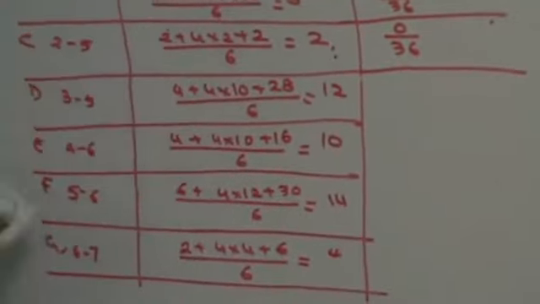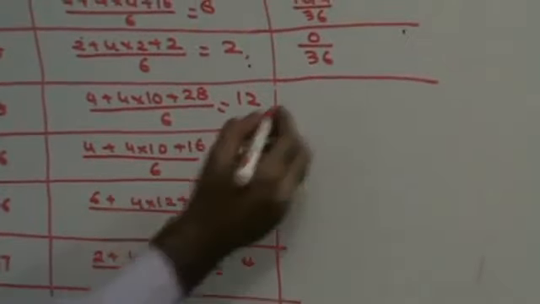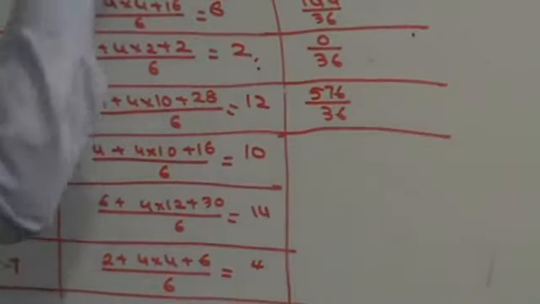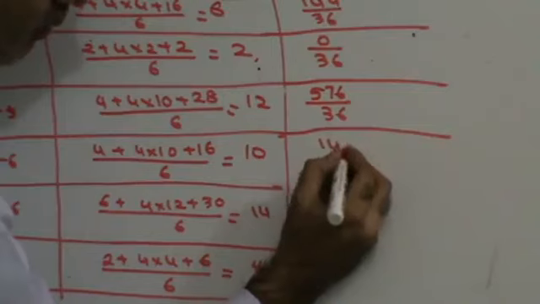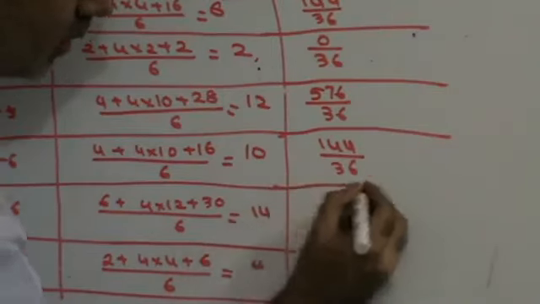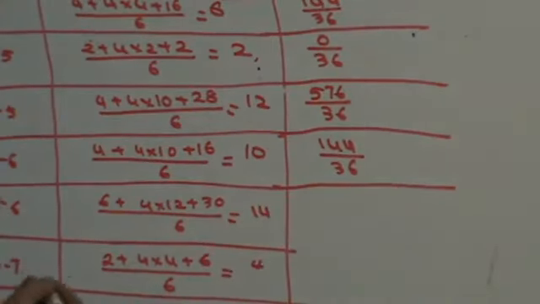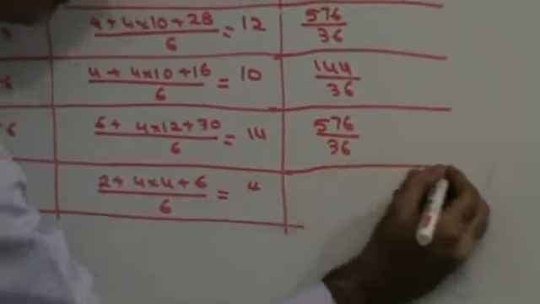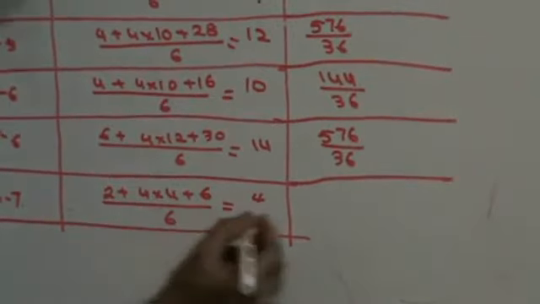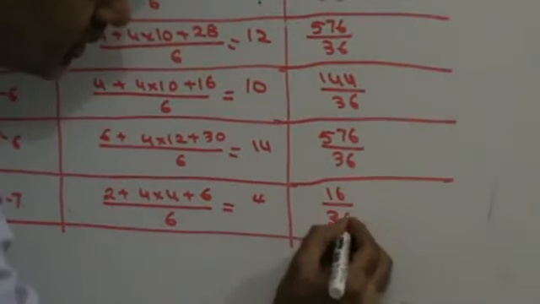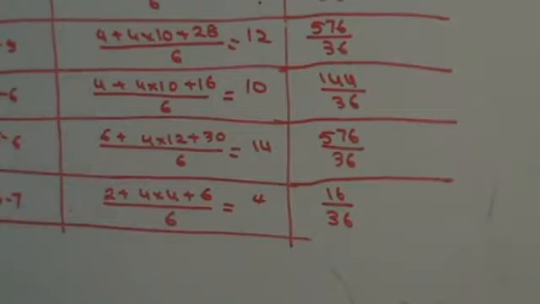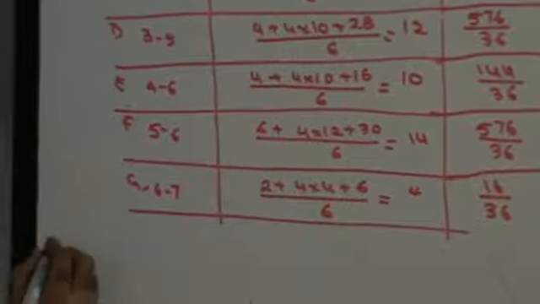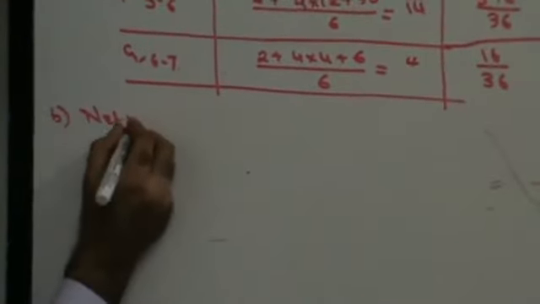28 minus 4 is 24, and 24 squared is 576 upon 36. Next, 16 minus 4, 12, 144 upon 36. Next, 30 minus 6, 24, 576 upon 36. And last is 6 minus 2, 4, 16 upon 36. So I have my time estimate table made. The second thing that I need to do now is make the network diagram.